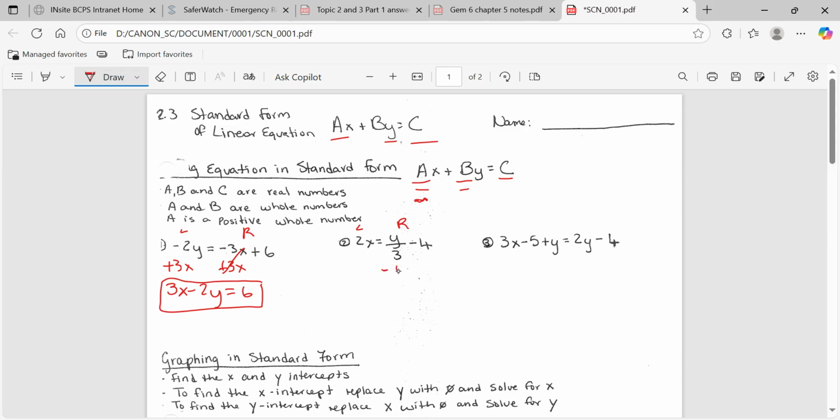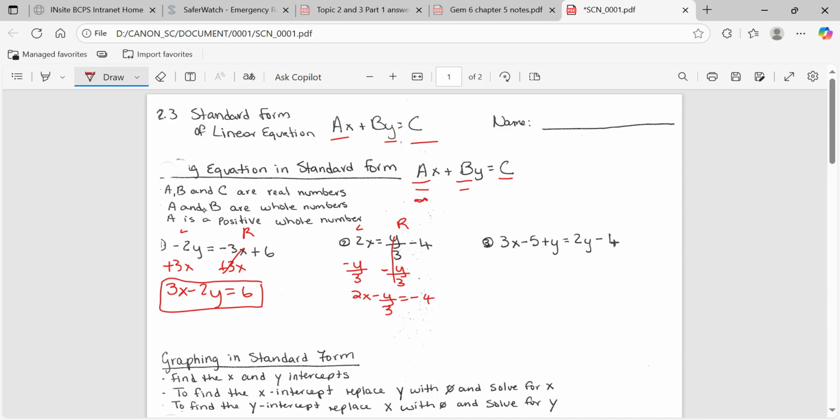So I can move the whole thing by subtracting y over 3 on both sides. When I do that, I don't want to put it in front of the 2x. I want to put it behind it so that it looks like ax by equals c. So then I will have 2x minus y divided by 3, and that's equal to negative 4.